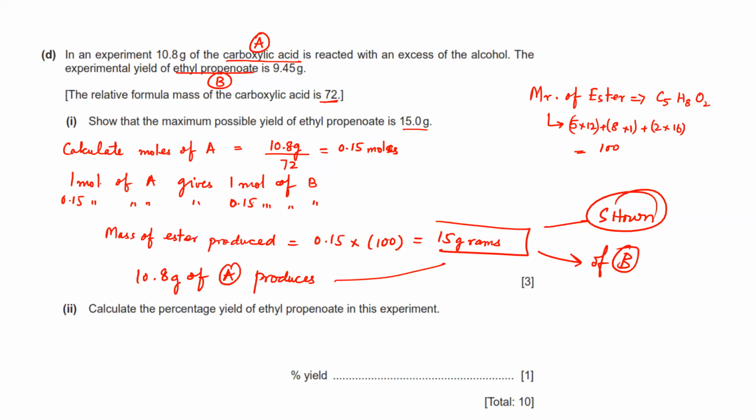Okay. Then it says calculate percentage yield of ethyl propanoate in this experiment. So percentage yield: amount of ethyl propanoate produced is 9.45 grams. Theoretical value is 15 grams and multiply by 100. So this comes out to be 9.45 divided by 15, 63%, not approximately. This is completely 63%. So percentage yield is 63. So that is how we calculate it.